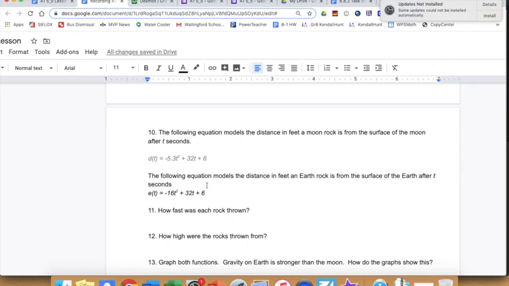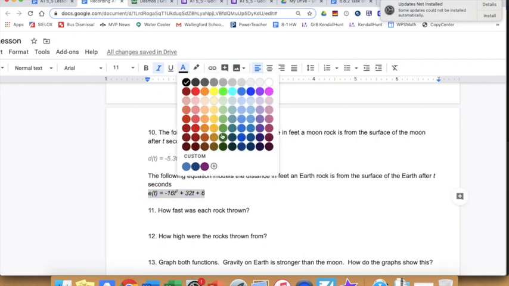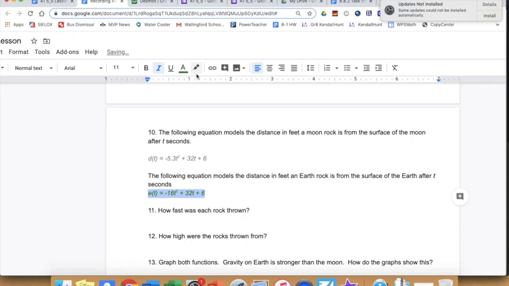And the other one shows the distance in feet an Earth rock is from the surface of the Earth after t seconds, or you could just call it a rock, because that's what we do here on Earth. So then I'll make that one green because the Earth is green. Actually, the Earth is mostly blue. I'll make it blue. All right, there's Earth.